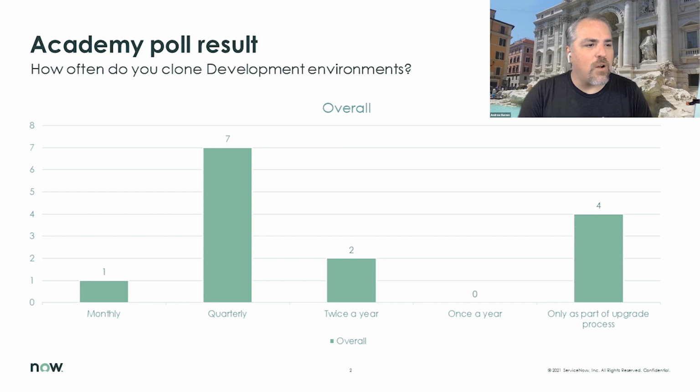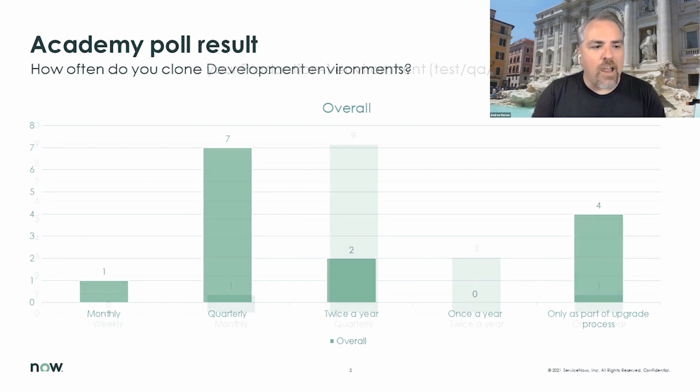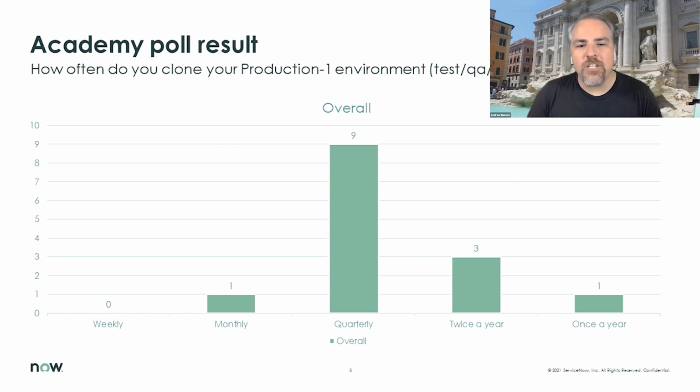So we are looking at our poll results, and it looks like Quarterly has won the cake for development environments, and Quarterly also takes the lead in the production -1. Now, for me, Quarterly for development is roughly right. I encourage you to get that production -1 a little more often than Quarterly. And the reason for that is, back on those earlier slides, I mean this wholeheartedly: the closer that production -1 instance is to production, the better your testing and validation is going to be, the fewer production incidents you're going to have.